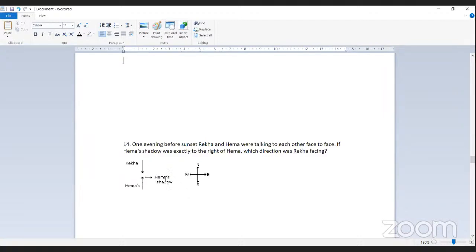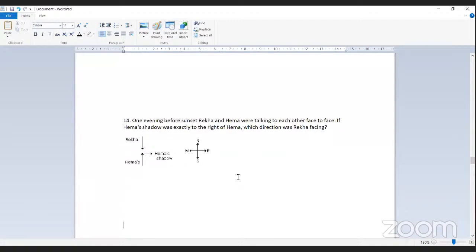They're saying exactly towards the right. That means the sun is exactly here. Okay. Understood? No doubt.